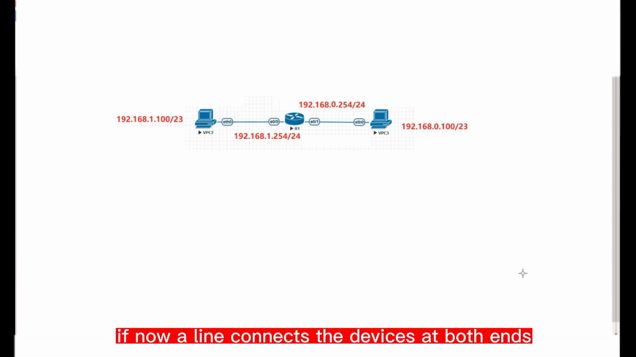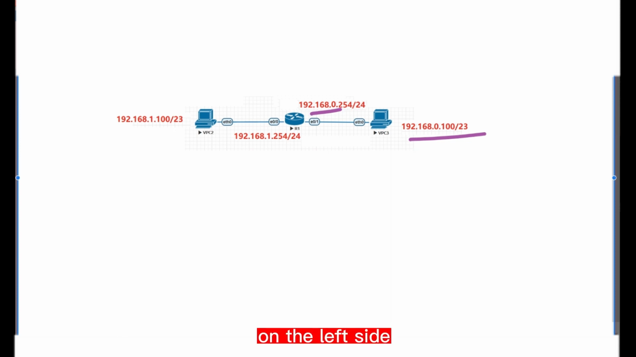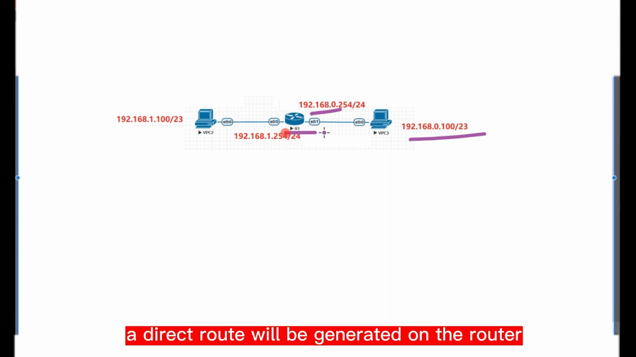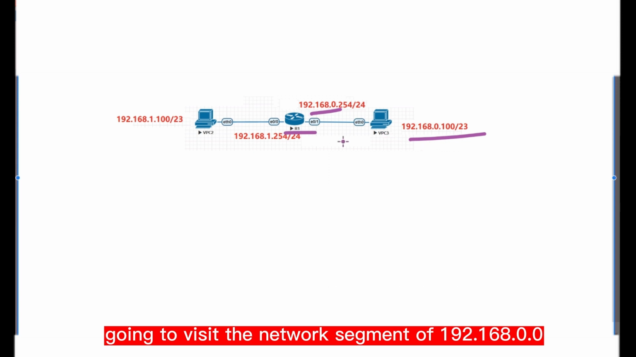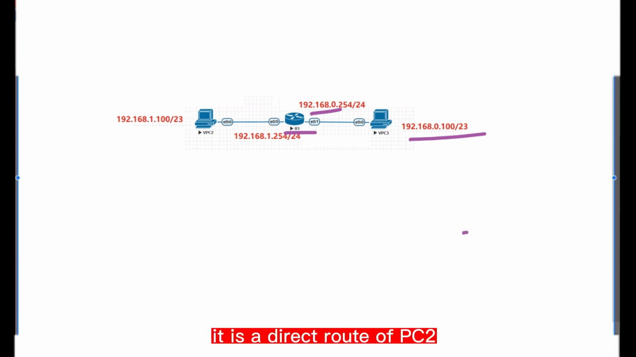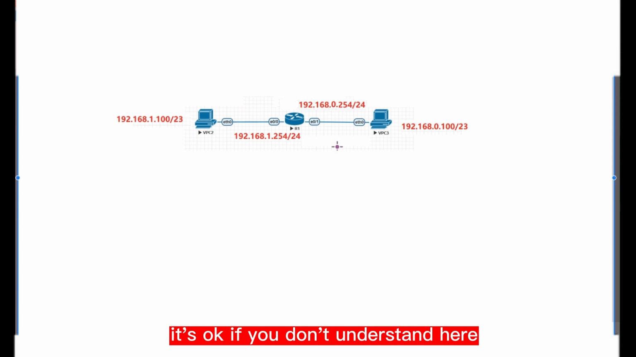If a line connects the devices at both ends, an address is configured on the left and an address is configured on the right. The left side and the right side are called direct routes, and a direct route will be generated on the router. Since we are now going to visit the network segment of 192.168.0.0, it is a direct route of PC2. So it can reach. It's okay if you don't understand here.